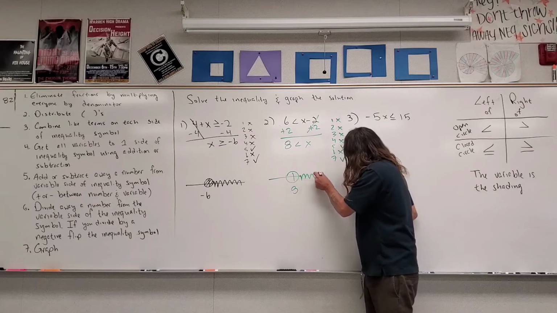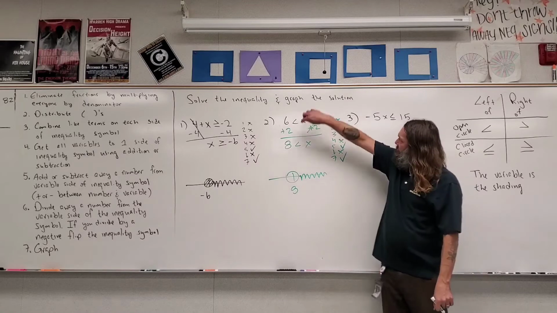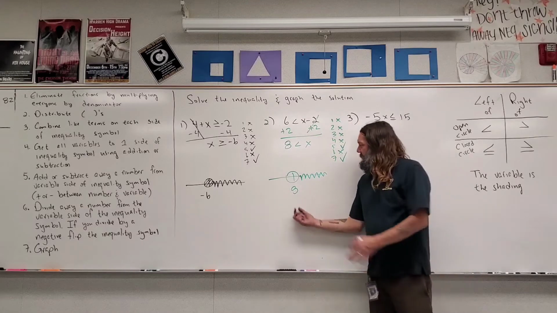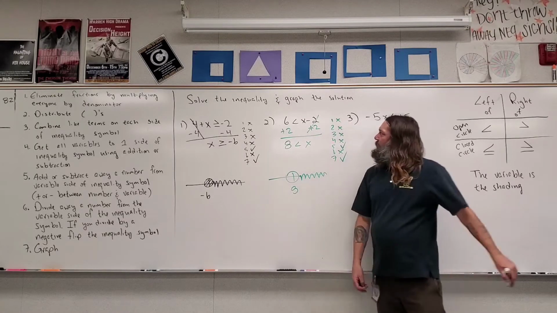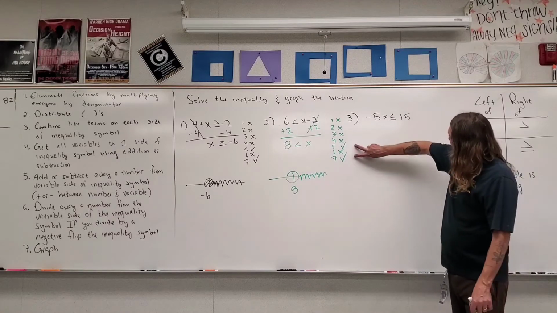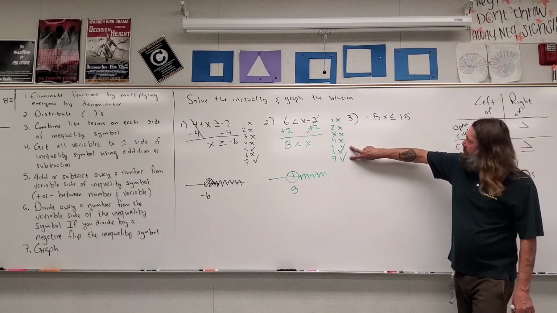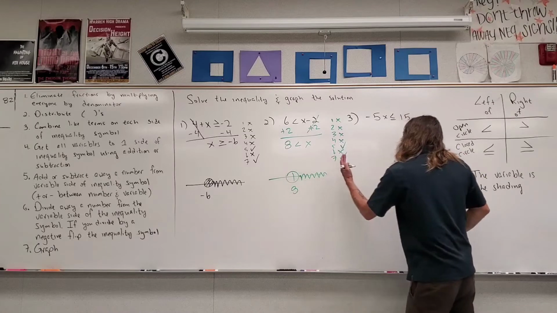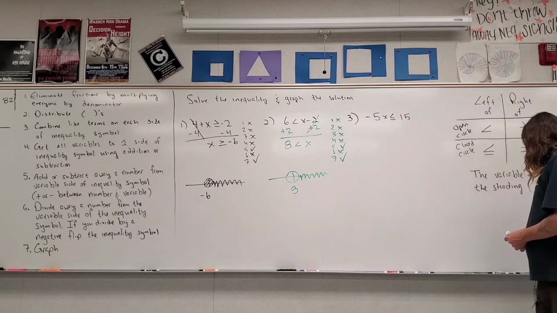And remember, the shading is where all the solutions to our original inequality are. So 8 is on the left of the shading. So that's what I'm looking for in problem 2. Again, I want to see that you can do step 5 and step 7, this time with a variable on the right side of the inequality symbol.